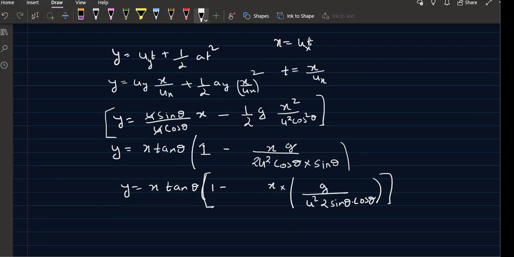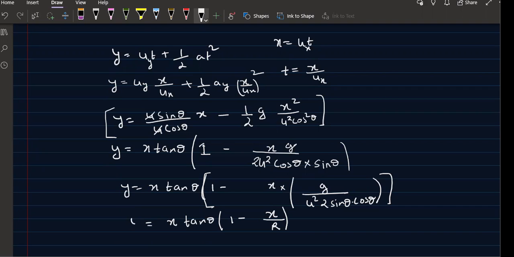Yes, Ananya, very good. That is your formula of range, right? Very good. That is the formula of range. So I can just replace this with range. So we will have x tan theta into (1 minus x by R). Yes or no? Agree? Everyone agree with this?